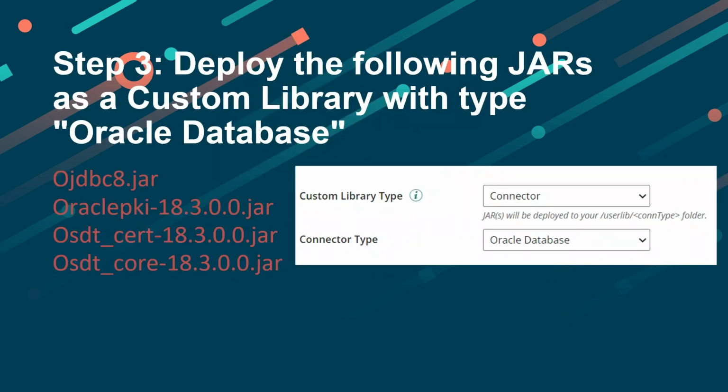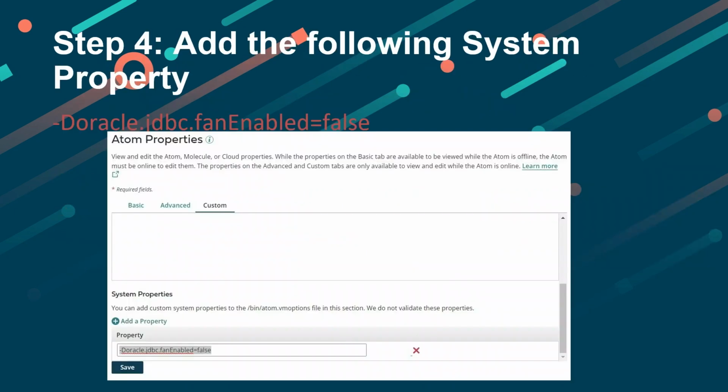Third, you should deploy the displayed jars to your environment with connector type Oracle Database. Fourth, add a displayed property in Atom Management. You can do this by selecting the custom properties for your Atom and adding the line as a system property.